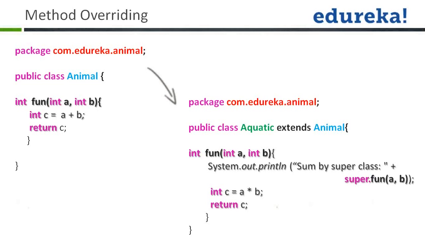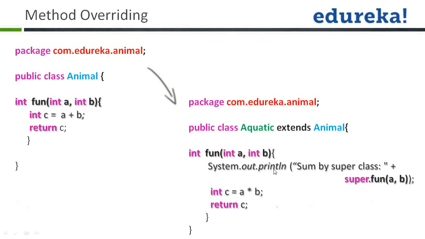Let's try to understand it. It will be much clearer right now. So you have a package name animal class. In that you have got a function that is int a and b, returning the addition as c. Okay. You have got aquatic class. Aquatic class extends the animal class. It has the similar signature, that is integer function int a and b. Sai says example in aquatic class lives in water. Okay.